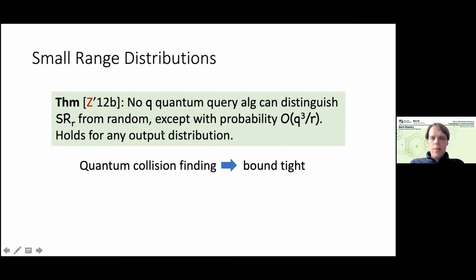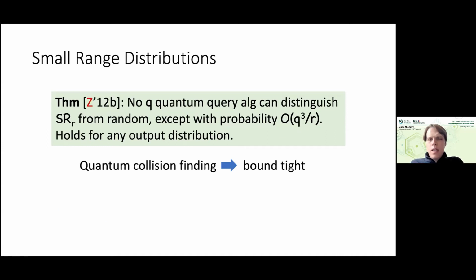And it turns out that this theorem is tight. You can adapt the quantum collision finding algorithm to basically search for collisions in these small range distributions, and if you find a collision, that immediately gives you a distinguishing attack. And you can show using quantum collision finding that this bound is actually tight, that there is a distinguishing attack that distinguishes with this advantage.